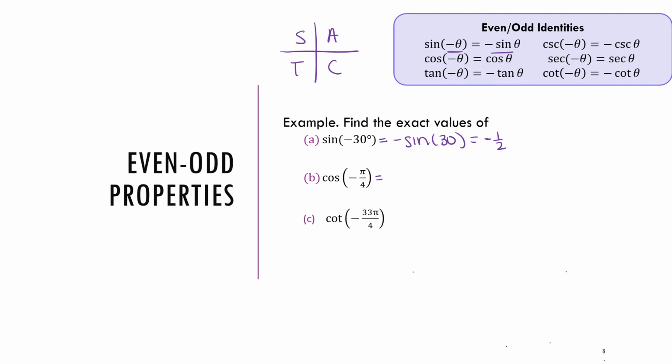Cosine goes from a negative to not worrying about the negative at all. And that's because right by the positive x-axis, cosine is positive on both sides. So we get to just say that it's the cosine of pi over 4. This would have been really useful a few units ago. This is the square root of 2 over 2.